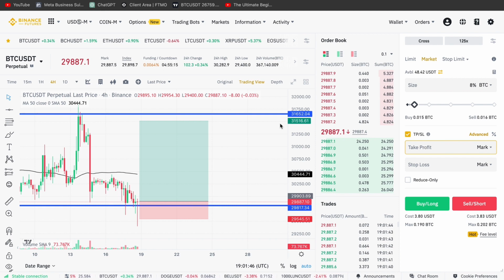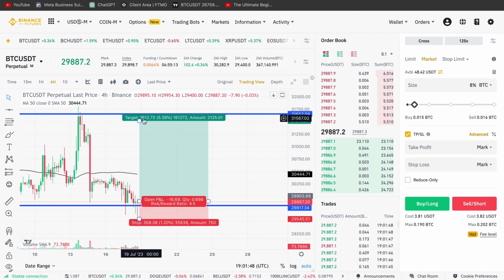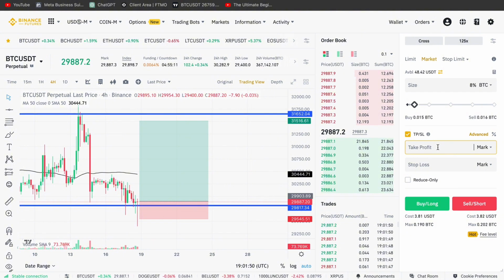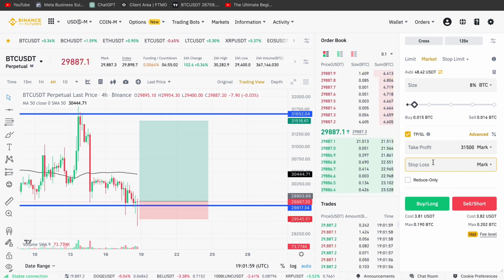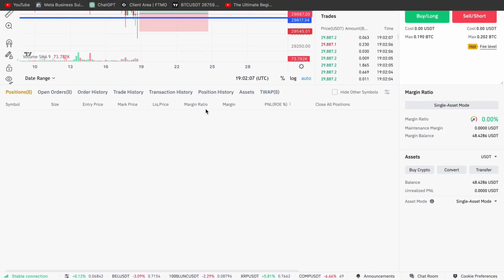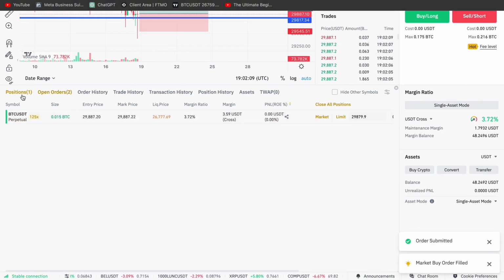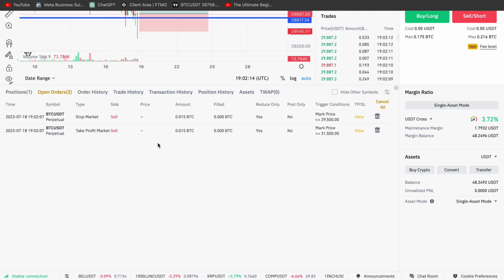So we know our take profit to be around $31,500. So I'll just enter my take profit, $31,500. Then our stop loss will be around $29,500. Okay, then we can enter a buy position. So when you see anytime that we enter a market order, it will appear at the positions where our stop loss and take profit will be at our open orders.